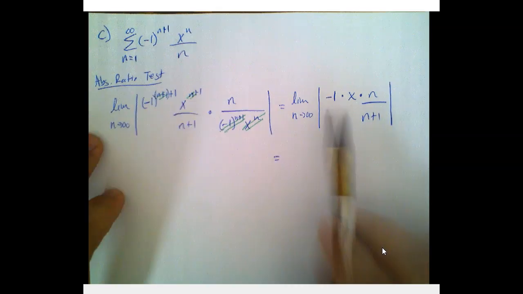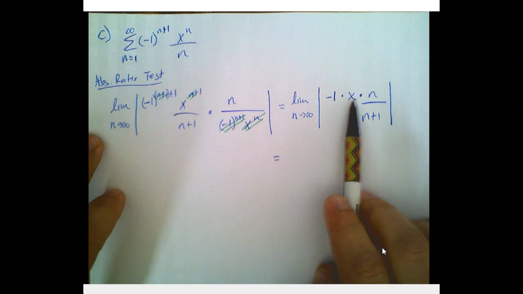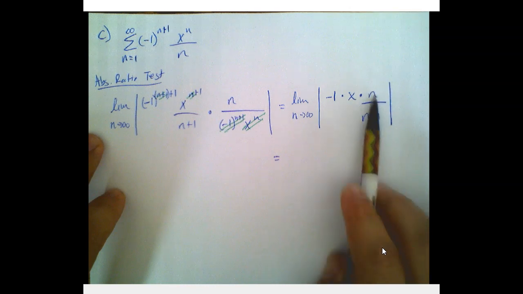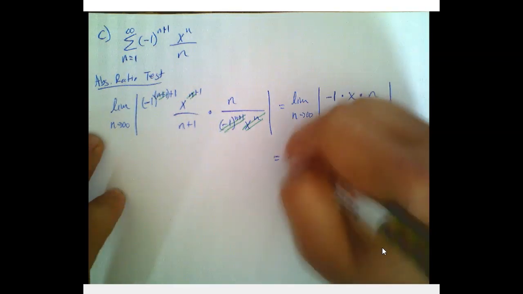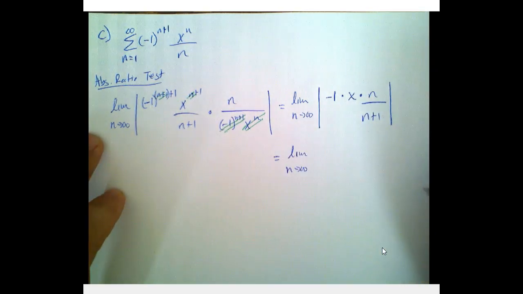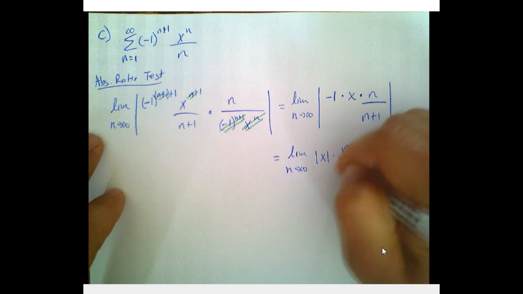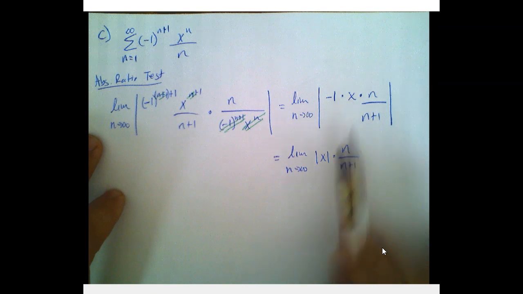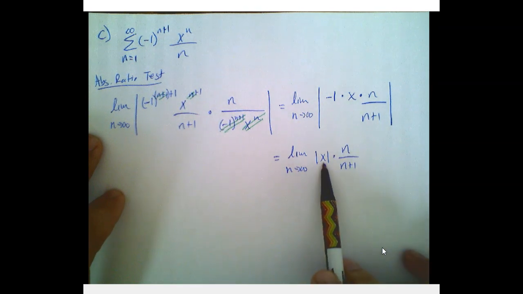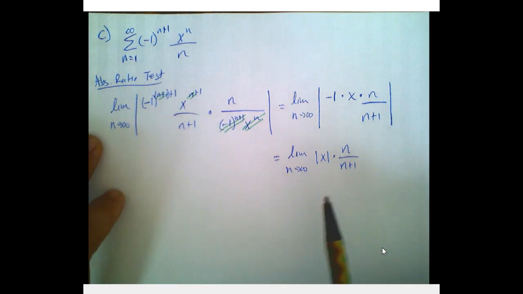All right, so let's see how we can write this. The absolute value is going to kill that negative 1, so that's gone. We still need our absolute value of x, because x can be positive or negative. And then this guy is always positive, so we can pull him out of the absolute values there. So what we'll have is the limit as n goes to infinity of the absolute value of x times n over n plus 1. Once again, that negative 1 is killed by the absolute values. We still need the absolute value of x because x can be a positive or negative value. And the n's are always positive, so this guy is always positive. We can pull him out of the absolute value.